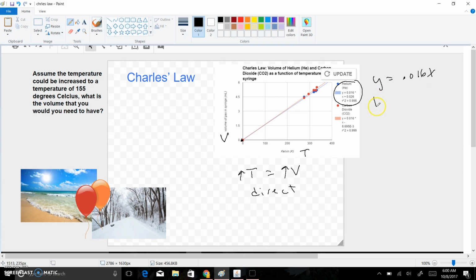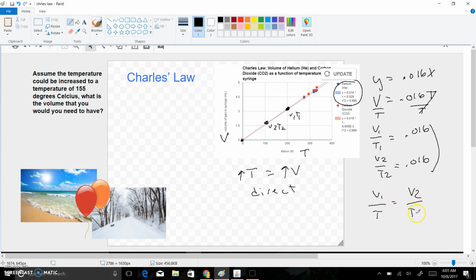I'm going to rearrange this to be y, which is my V, equals 0.016x, which is my T. I'll divide both sides by T, and I see I get V over T equals 0.016. And just like with Boyle's law, if I take two data points, like this data point right here and call that V1, T1, and this data point right here and call that V2, T2, then V1 over T1 equals 0.016, or V2 over T2 equals 0.016. And if I put the two together, V1 over T1 equals V2 over T2. That would be Charles' Law, these two things that I circled.